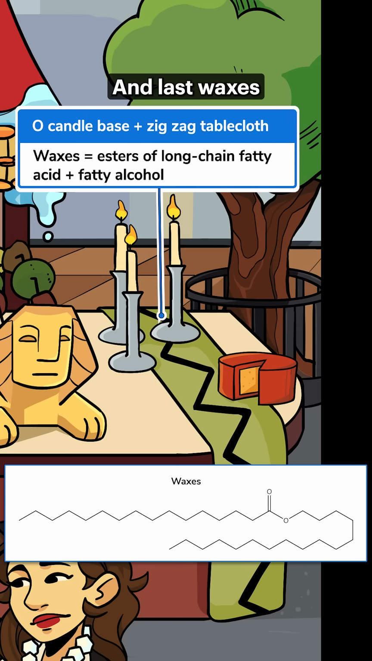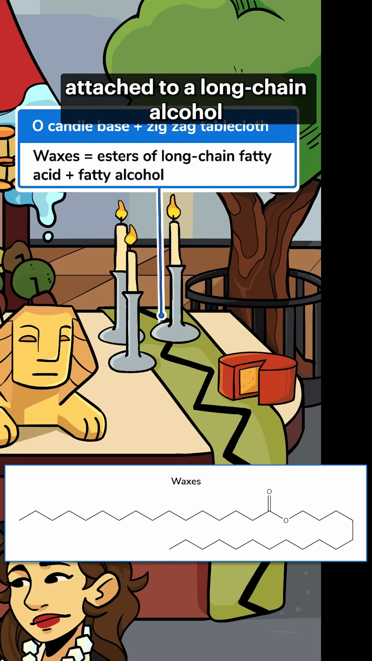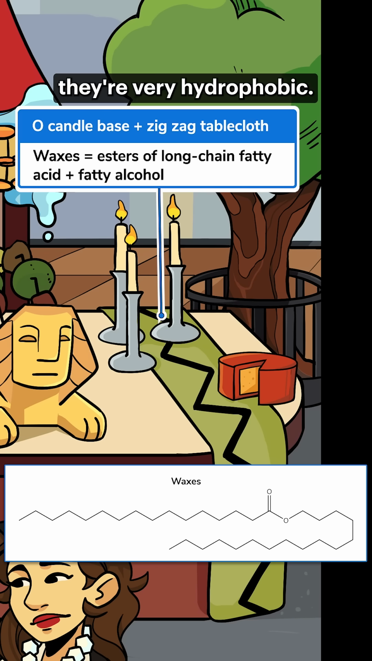And last, waxes, which are just one long chain fatty acid attached to a long chain alcohol, and like wax, they're very hydrophobic. And that's it.